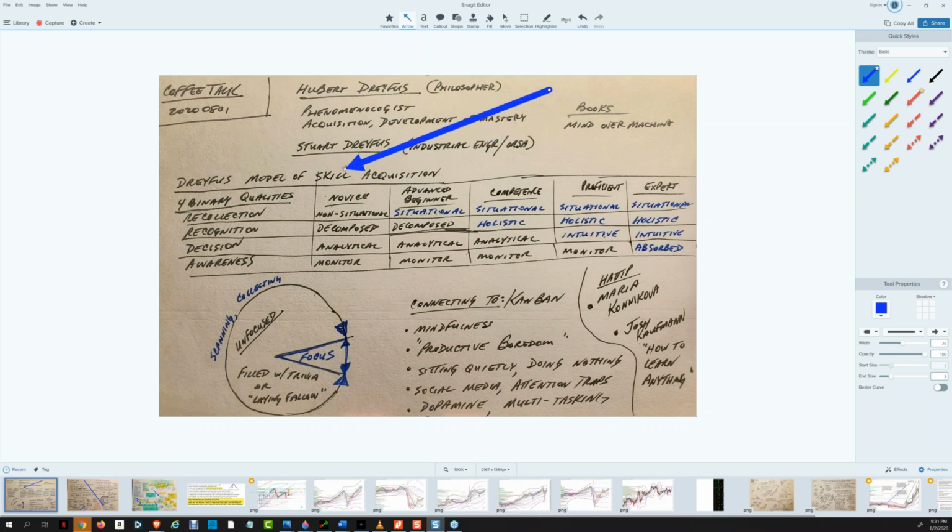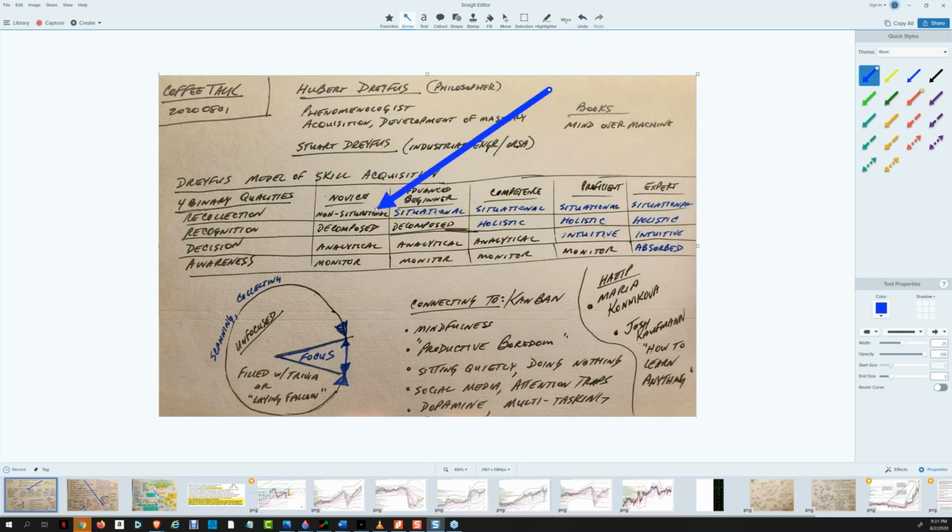They talk about a progression of novice to advanced beginner to competent to proficient to expert. In their book, Mind Over Machine, they called that mastery, but there's that 5-step layer. And they said there were 4 binary qualities that have to do with skill acquisition that gave each one of these guys a characteristic set of qualities.